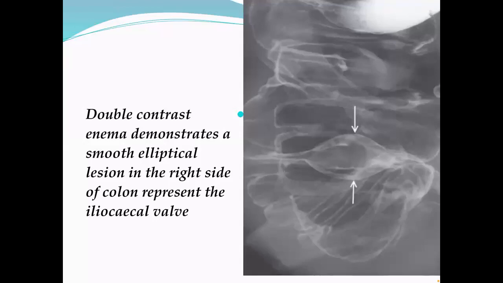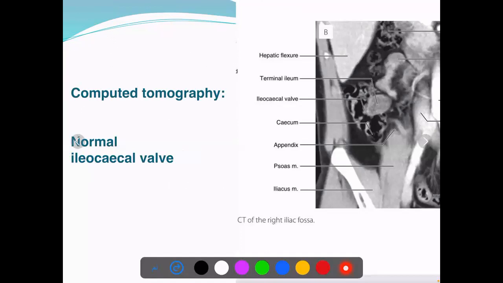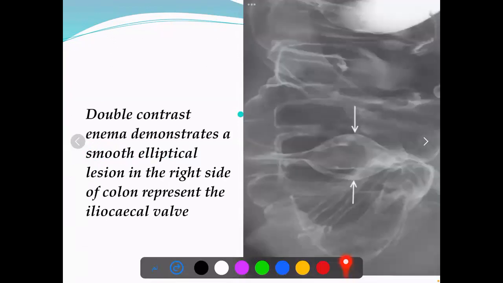This is a double contrast enema demonstrating a smooth elliptical lesion in the right side of the colon, representing the ileocecal valve. This is the ileocecal valve.